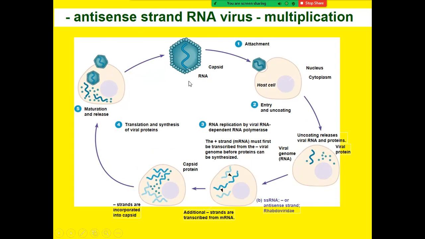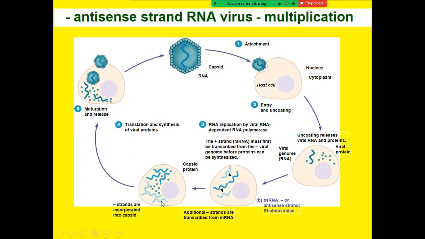The negative strand is similar. The virus binds to the cell. It's brought inside the cell. The viral genome is then uncoated from the virus. The viral genome, which is negative, then makes the positive strand and uses the positive strand to make more of the negative strand viral genome.